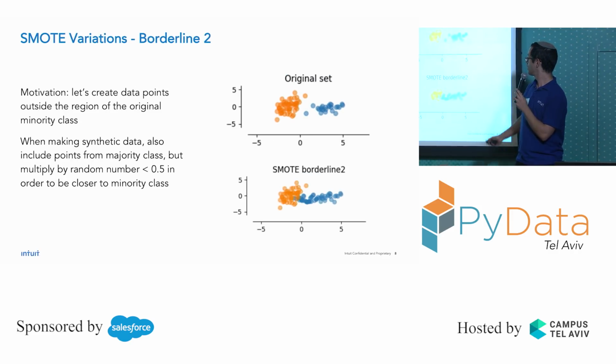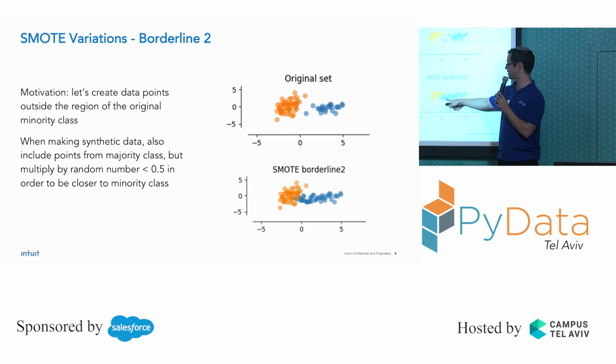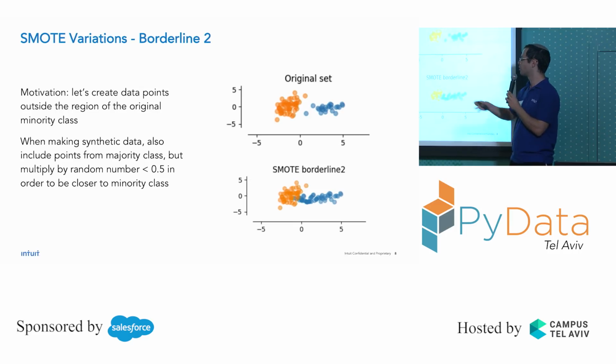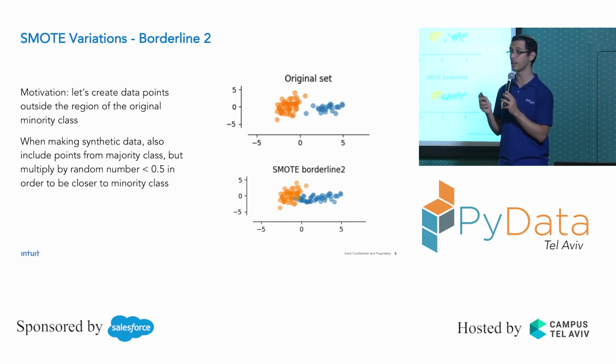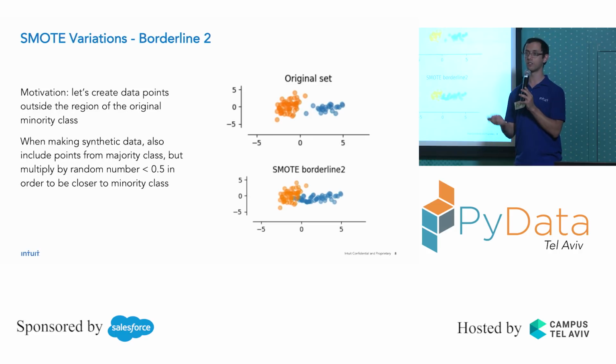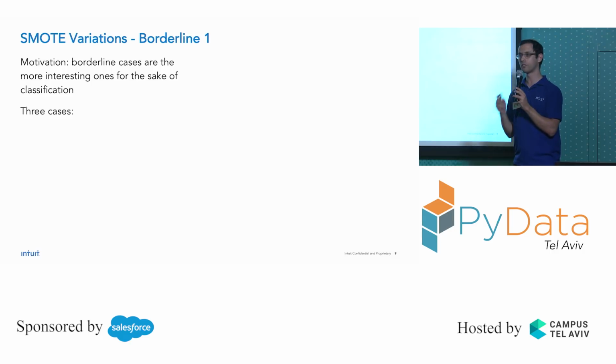And by doing that, you end up getting new points outside of the region of the minority class. Now, in order not to become too extreme and just have this random data sparsely thrown out of the region of the minority class, we multiply this by a small random number close to 0.5, which basically allows a point to still be closer to the minority class, but not restricted to the original region. So that's Borderline 2, which solves that disadvantage of having the new points restricted to the region of the minority class. Borderline 1 solves this problem I mentioned before, that all points are resampled equally.